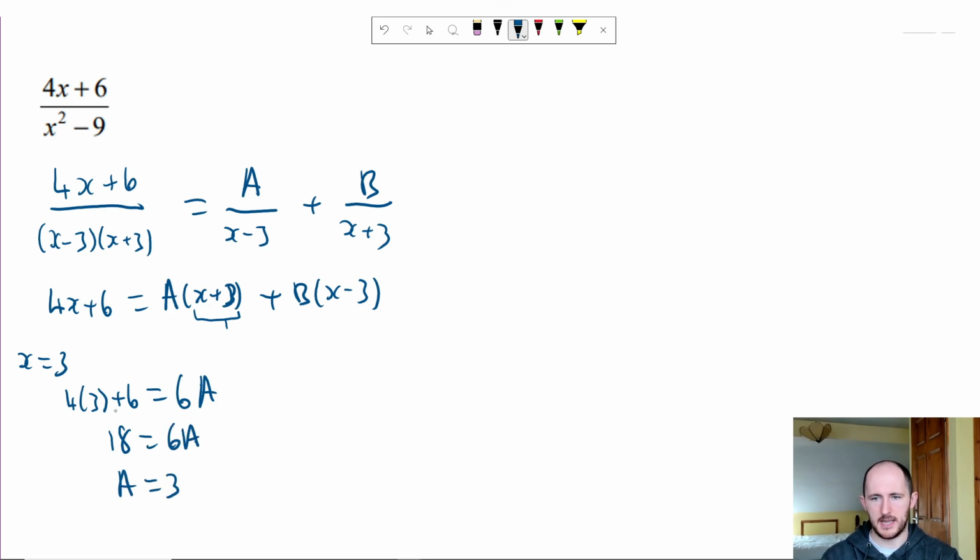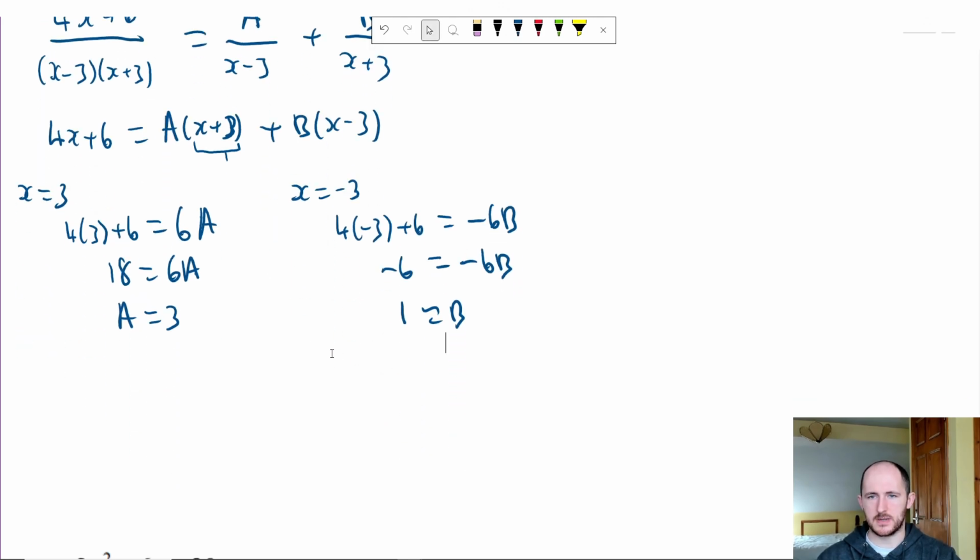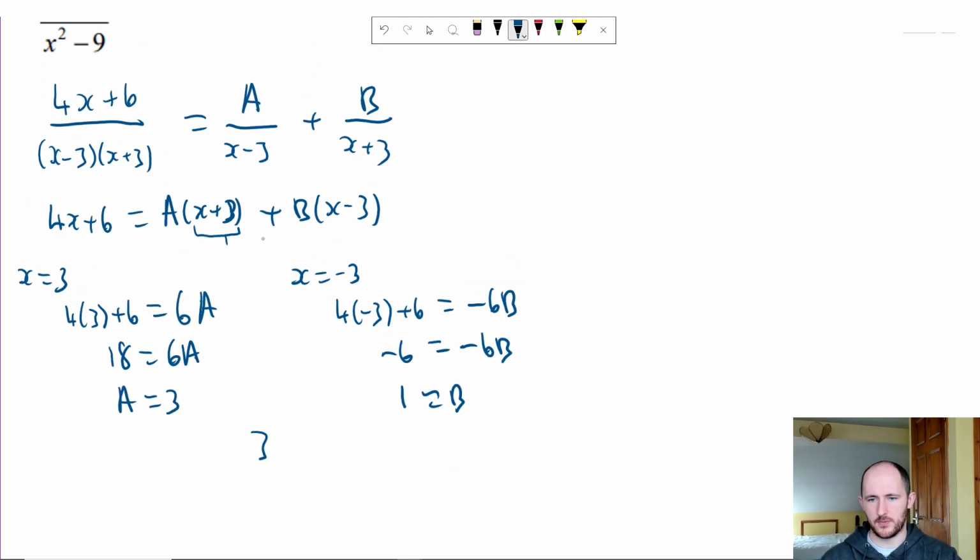And then sub in x equals minus 3, and we get 4 times minus 3 plus 6 equals, so a goes to 0, but b becomes minus 3 minus 3, which is minus 6, so minus 6b. So that's 4 times minus 3 is minus 12, add 6 is minus 6. So we get 1 is equal to b. So our final expression is going to be 3 over x minus 3 plus 1 over x plus 3. Nice and simple like that.